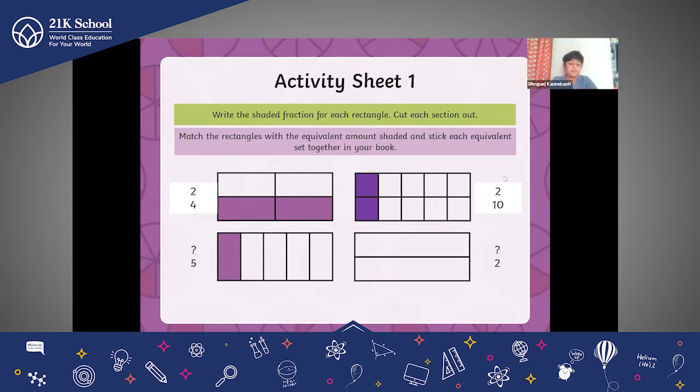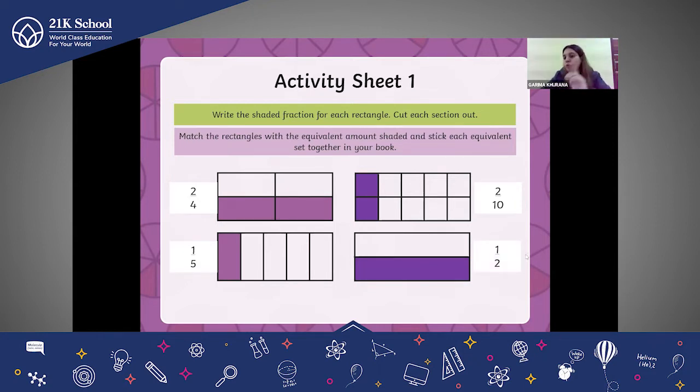Akshata, for this one, what is the fraction? 1/5, ma'am. Correct, 1/5. Harshvardhan, fraction for this part? The last one? 1/2. 1/2, that's correct.